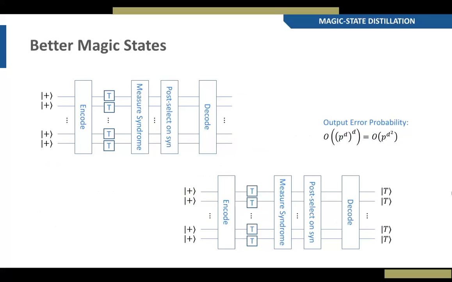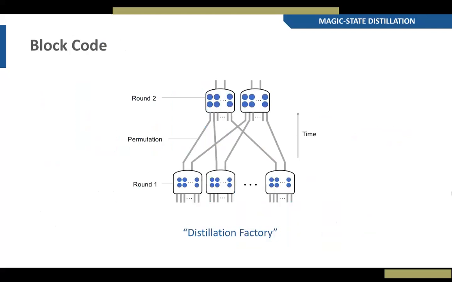To be specific, if you concatenate L levels of this distillation, what you will get at the end is an error probability on the order of p to the d to the L. So that's a very good improvement in terms of error probability and fidelity. That's what is commonly called the block code construction of distillation, and sometimes we call this full procedure the distillation factory.